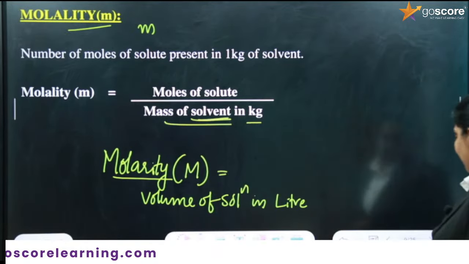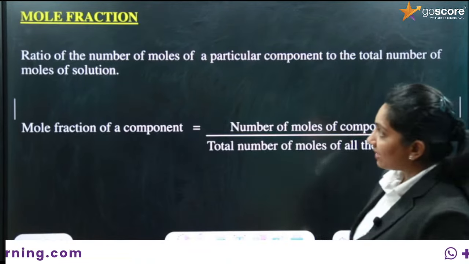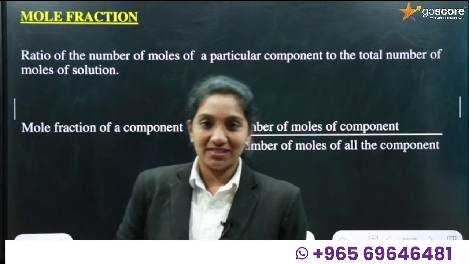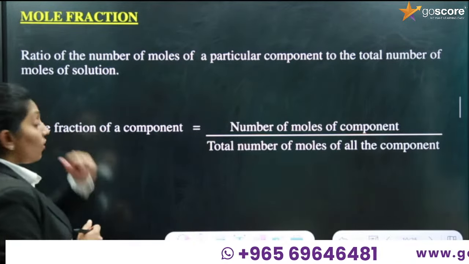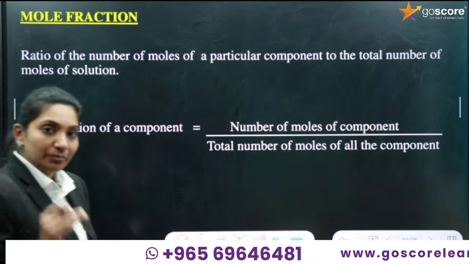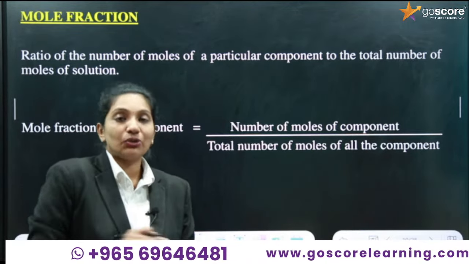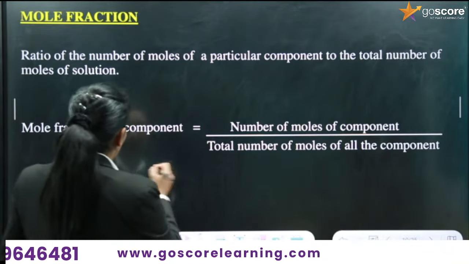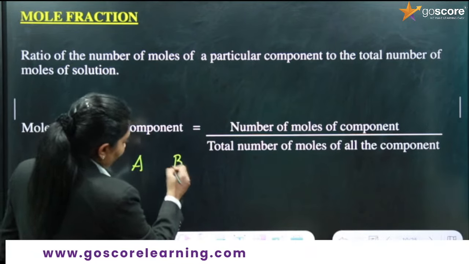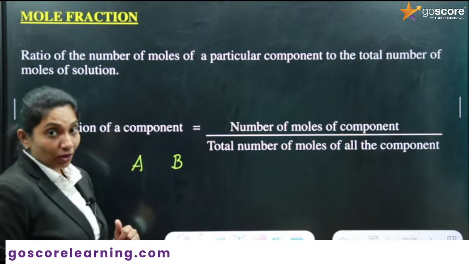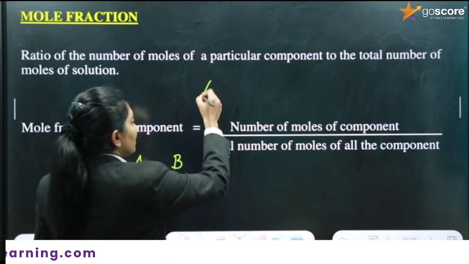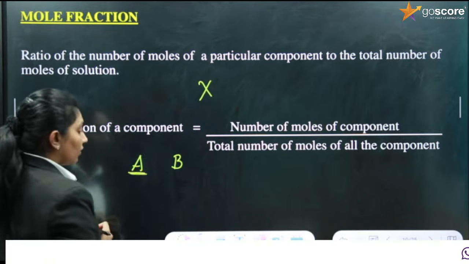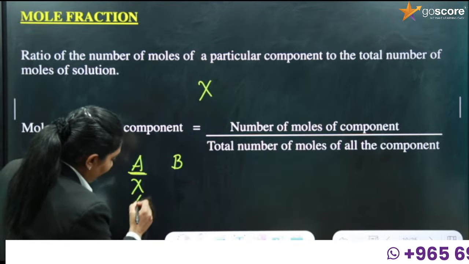Okay, now let's see the last way of expressing the concentration, that is the mole fraction. Mole fraction is nothing but the ratio of the number of moles of the particular component to the total number of moles of the solution. Like if we have two components A and B, the mole fraction we will usually express with the letter chi. Okay, so for the mole fraction of particular component A, we can say it is chi A.